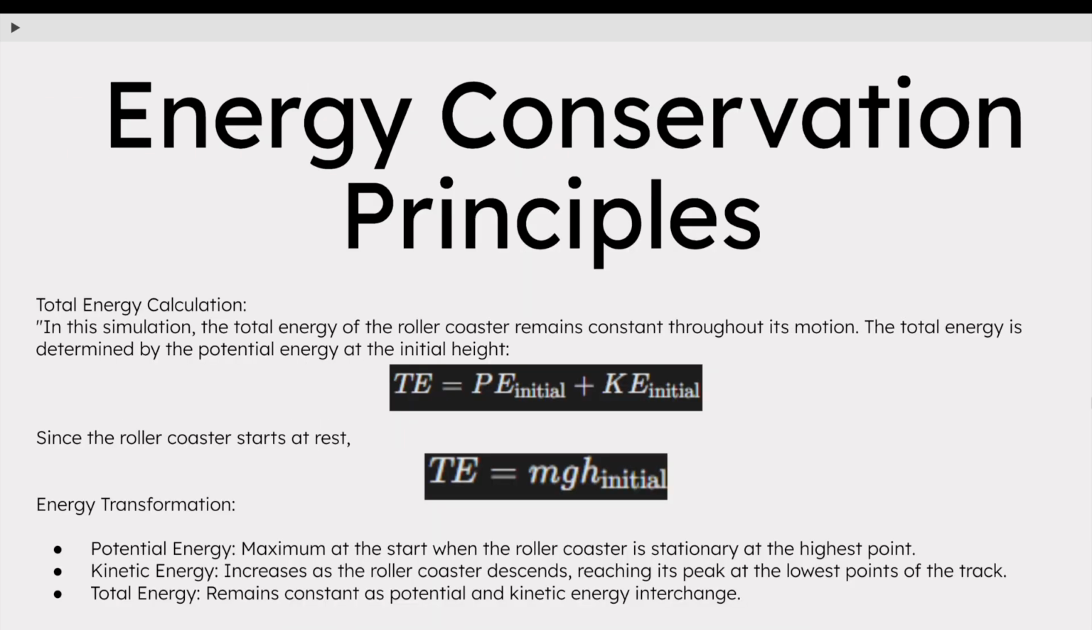In relation, the total energy of the roller coaster remains constant throughout its motion. The total energy is determined by the potential energy at the initial height, as you can see in the equation here. And since the roller coaster starts at rest, we have another equation here. The energy transformation is seen in the potential energy, kinetic energy, and total energy, which remains constant.